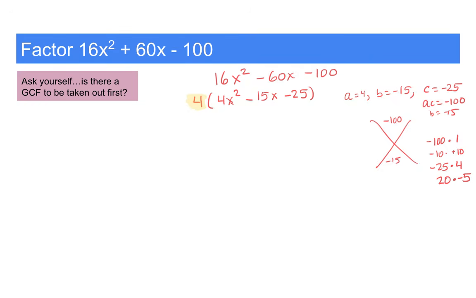Sorry, I made an error here. It is plus 60x, plus 15x. Sorry, I made a mistake in copying the problem. Don't do what I did, so don't make a mistake. So B is actually a positive 15. B is a positive 15. So in this case, 20 and negative 5 are going to work out. So we're going to use 20. We're also going to use negative 5.